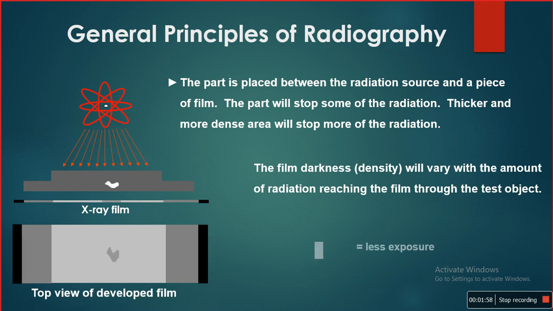So if you concentrate on the diagram, this is the radiographic source, this is the component, and according to the thickness it absorbs the radiation and we get its details on the radiographic film or X-ray film in the form of a shadow.